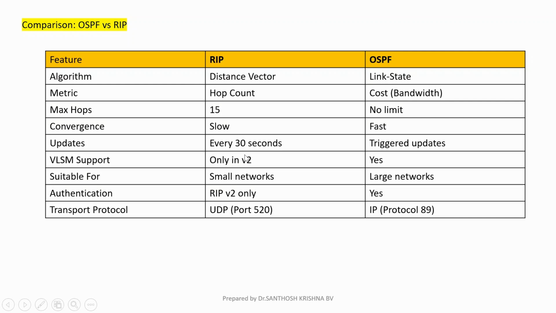For RIP, we have an update every 30 seconds. In OSPF only triggered updates are available, so that we need not worry about the network if there are no updates. RIP supports VLSM only in version 2, whereas OSPF always supports VLSM. RIP is suitable for small networks, whereas OSPF is suitable for larger networks and is always recommended for complex networks. RIP authentication is available in version 2, whereas OSPF provides authentication in a very good manner using MD5 security authentication. For the transport protocol, RIP uses UDP, whereas OSPF uses the IP protocol.